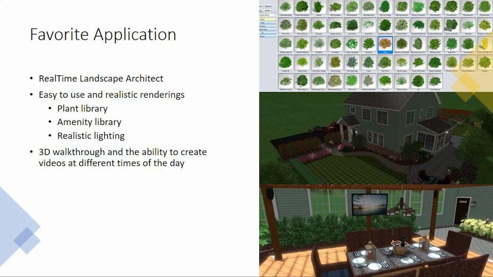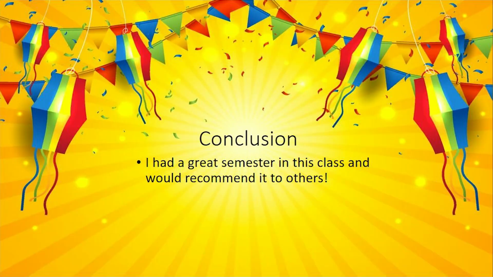As you can see from the picture in the top right, the plant library is very extensive. As you can see from the picture in the middle right, the lighting at night is very realistic. And as you can see from the picture in the bottom right, the amenities are extensive in the library, and I was able to create a full dining room table with a TV and a pergola over it, fully set.